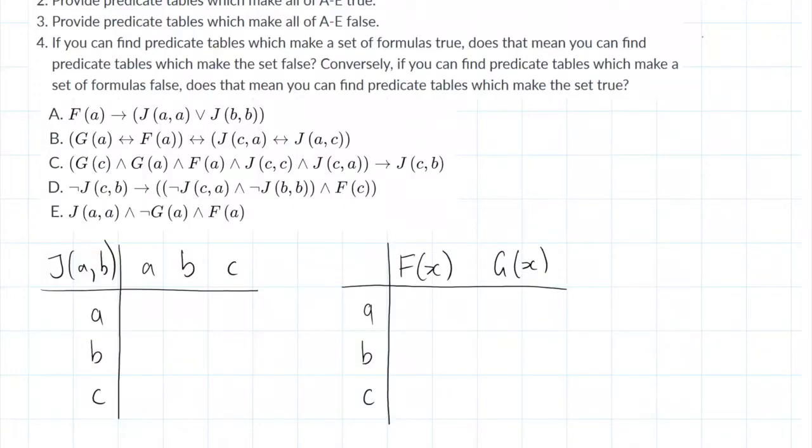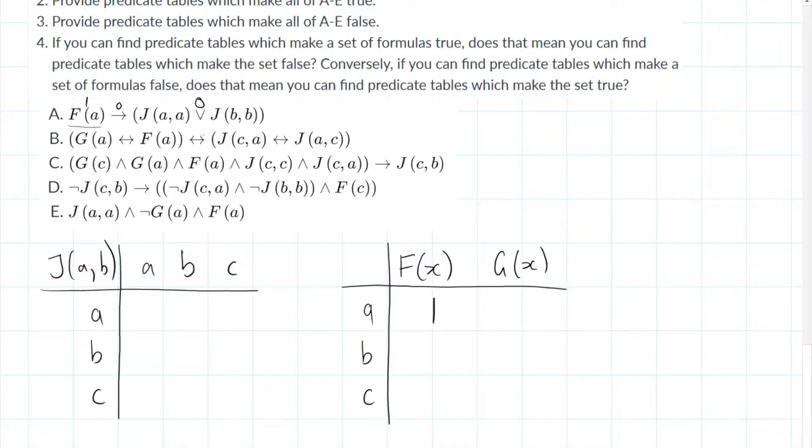In question 3, I have to try to provide predicate tables which make all of A to E false. So I might start with formula A, because it's a conditional, and if I want to make the conditional false, then I have to have a 1 here and a 0 here. That's because I wanted to get out a value straight away that I could write into the table. So I've got the value of FA, which is 1.